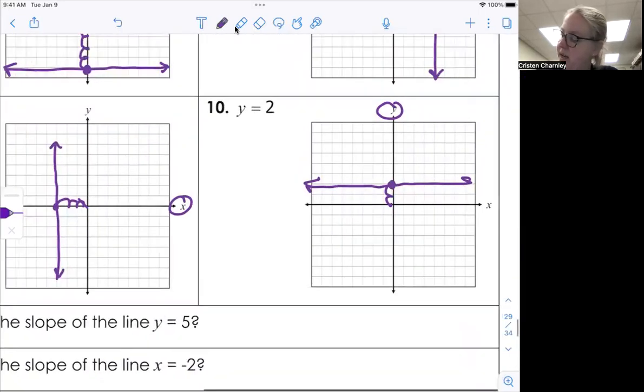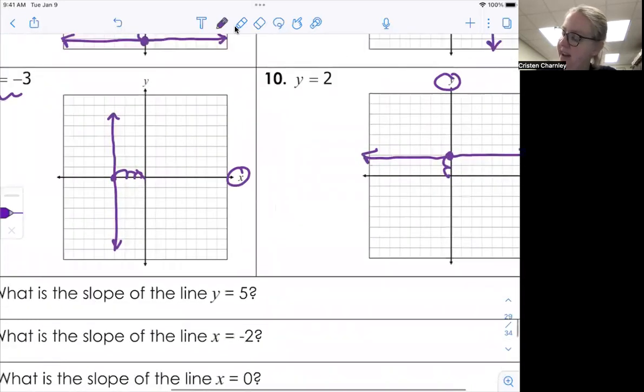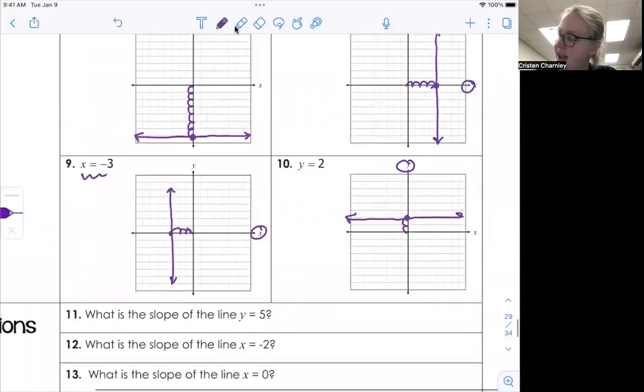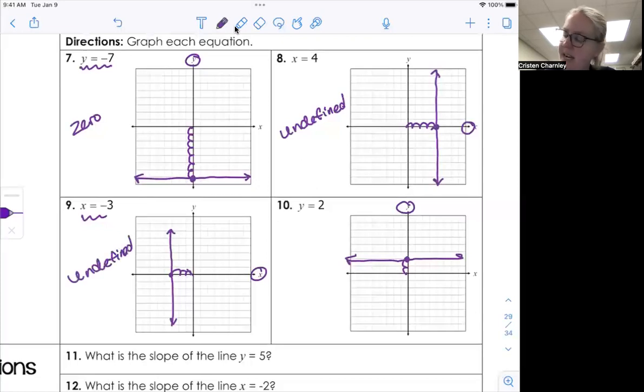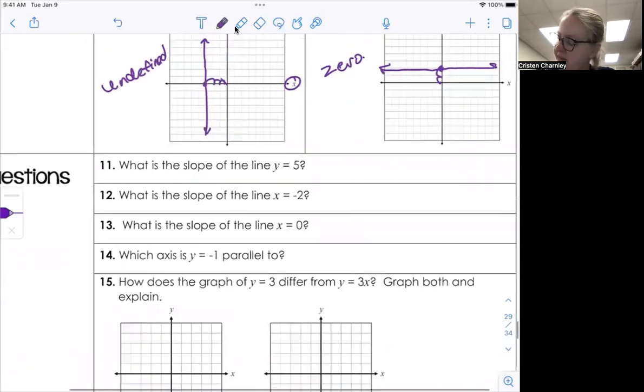Now, what is the slope of the line y equals 5? I didn't talk about these. Number 7, look at this picture. This one has a slope of 0. Number 8, because it's up and down, is undefined. Number 9 is up and down, it's undefined. Number 10 is side to side, that one's horizontal, so this one is a slope of 0. So even though they didn't ask to graph, it might help.